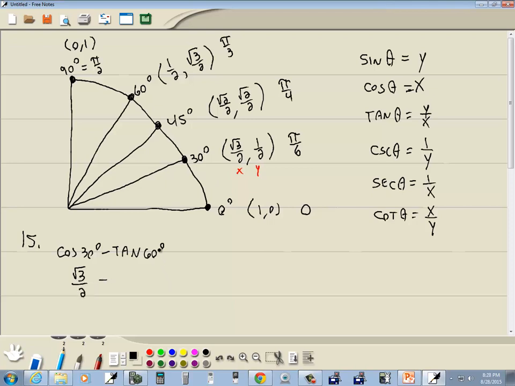Minus tangent 60 degrees. Well, here's 60 degrees. Tangent is equal to y over x. So here at 60 degrees, this is x and this is y. We're going to put this y value over the x. So we got square root of 3 over 2 all over 1/2.